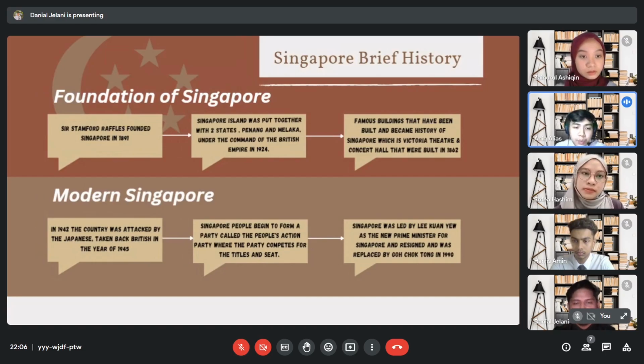Moving on to the next one, we have Singapore people beginning to form a party called the People's Action Party, where the party competes for the titles and the seats. As you know, this happens when Singapore was dissolved from Malaysia. And last but not least, Singapore was led by Lee Kuan Yew as the first prime minister of Singapore, and then he resigned and was replaced by Goh Chok Tong in 1990.